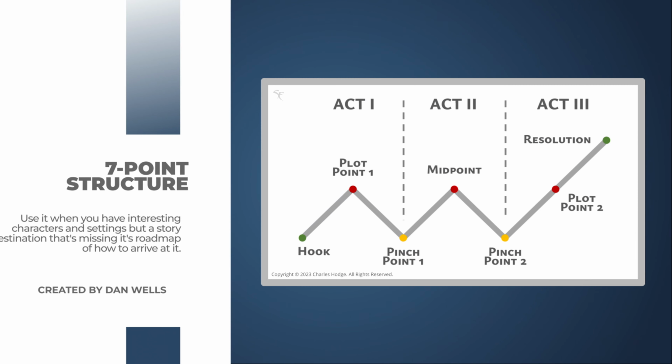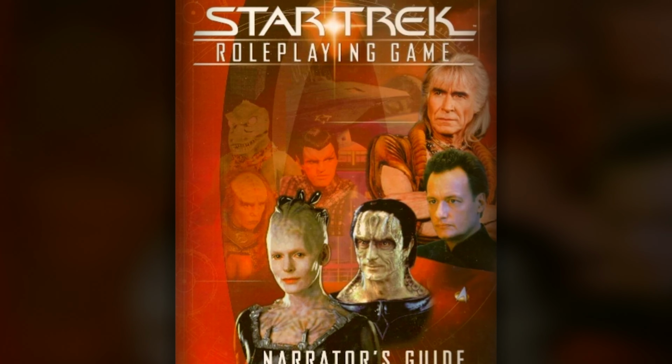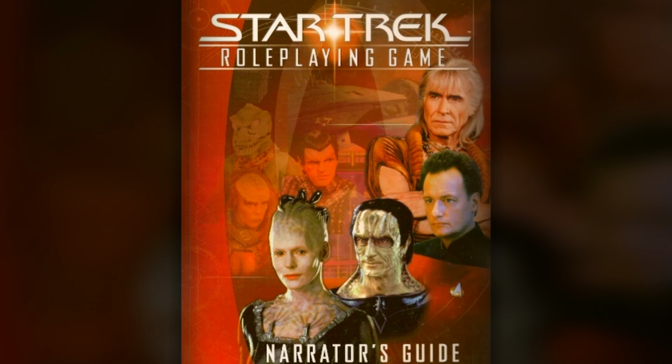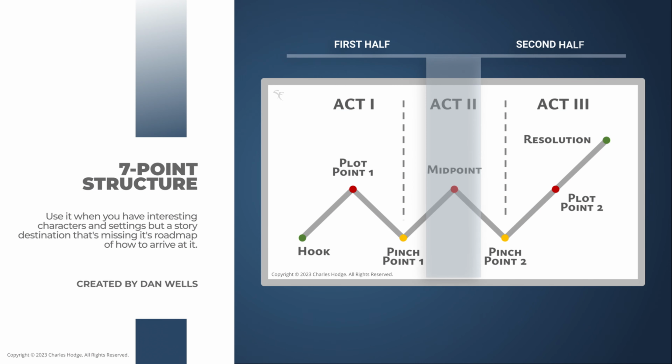The 7-point structure. The 7-point structure was first described by Dan Wells in 2013 and is based on the Star Trek role-playing game Narrator's Guide. It contains all of the familiar steps seen in most stories and many other writing structures. However, it differs in its execution.